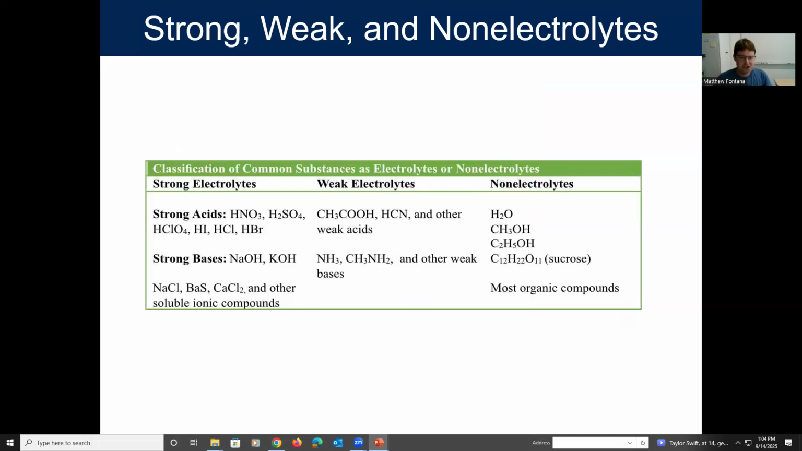Just to show you some examples of strong, weak, and non-electrolytes, usually strong acids are good examples of strong electrolytes. Strong bases are other good examples. Weak electrolytes would be like acetic acid, hydrogen cyanide, and other weak acids. Some non-electrolytes would be water, methanol, and most other organic compounds. Memorizing this table is not important. We'll learn later how to determine whether or not something is going to dissolve well or mix well with water.